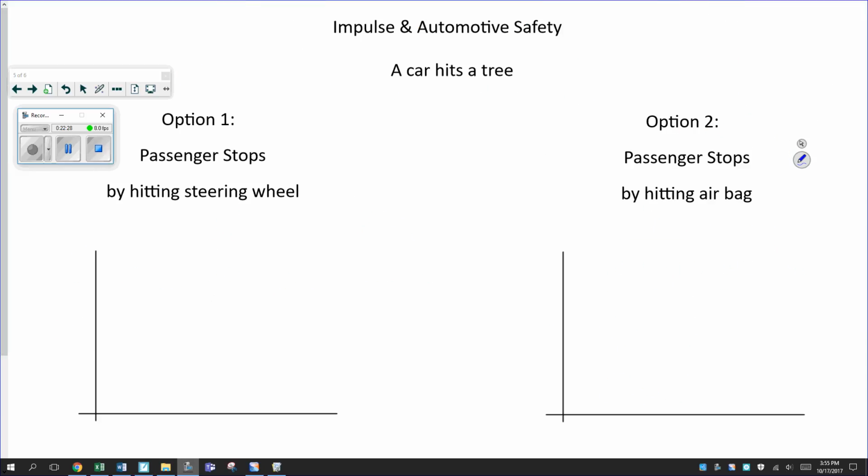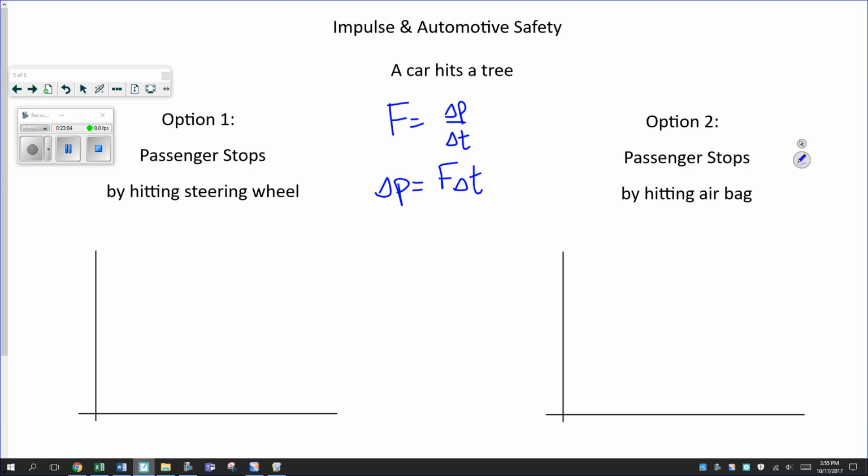Let's talk about an application of this idea. Yikes. A car hits a tree. Yeah, impulse and automotive safety. There are lots of different engineering applications of this idea that force, by definition, is the rate of change of momentum, or that delta P is F times delta T. So here's the deal. Imagine a car hits a tree.